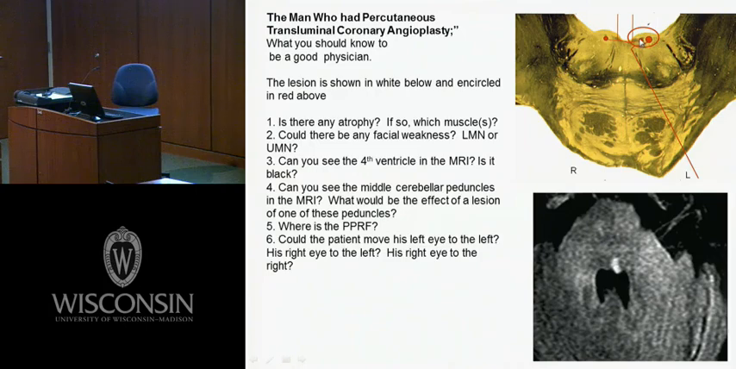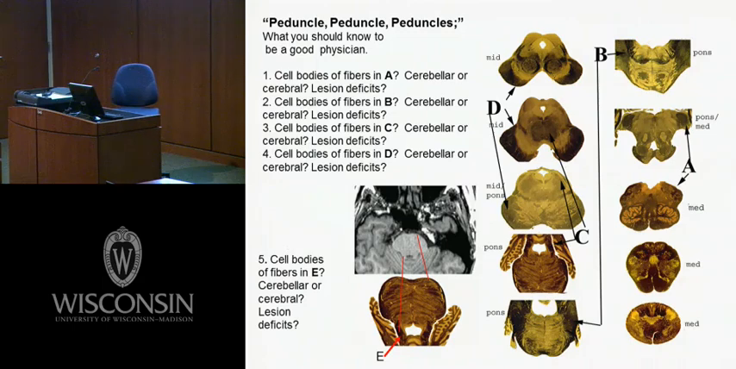This one, damage to here, means he can't turn this eye that way. And damage to this right here means he can't turn this eye that way. So, kind of interesting. It's called 1.5. I'm pretty sure you can figure it out.